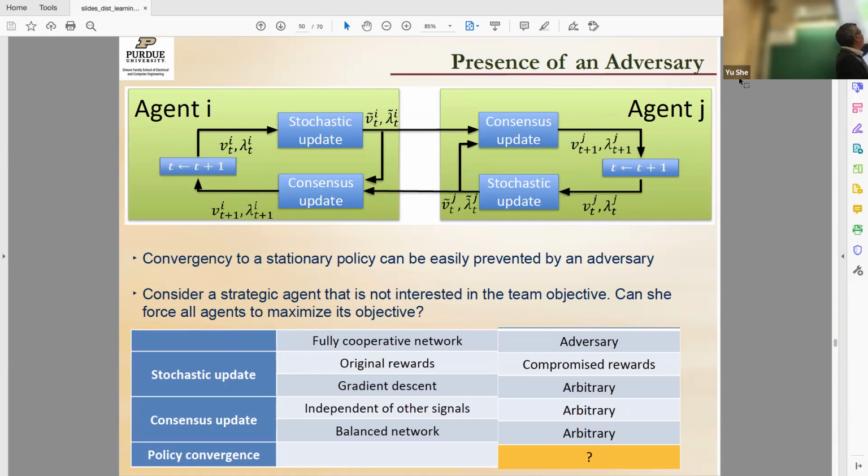So instead, let's consider a more interesting strategic agent that is not interested in the team objective. All I want as a strategic agent is my own reward function, right? All of you want the team. I want myself. Okay. So what happens? I can communicate whatever I want, arbitrarily. So what happens in this algorithm?